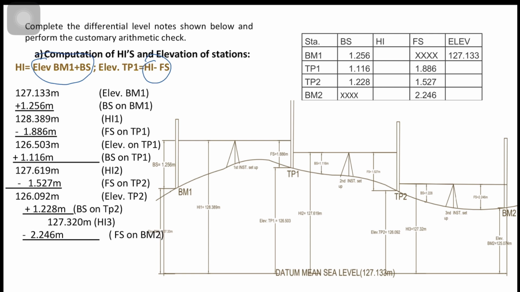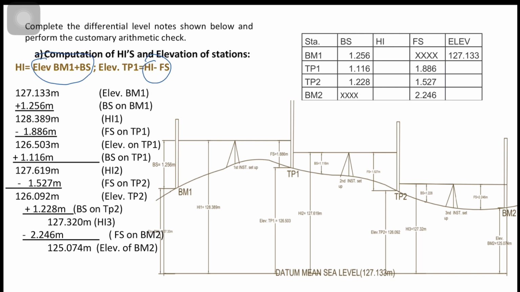Finally, we close at BM2 with a foresight of 2.246 meters. So 127.320 minus 2.246 equals 125.074 meters for the final benchmark.